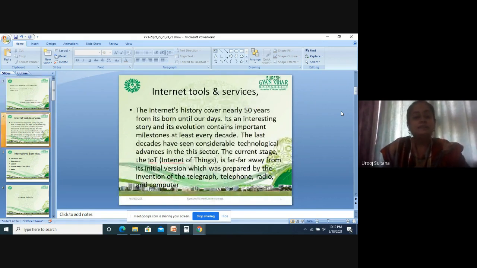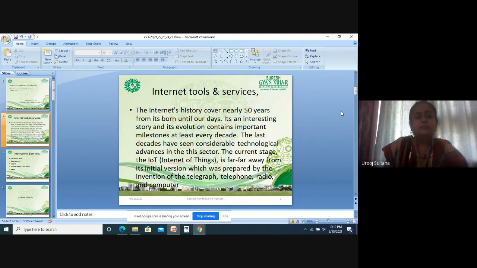So, the internet's history covers nearly 50 years from its birth until our days. It's an interesting story and its evolution contains important milestones at least every decade. The last decades have seen considerable technological advances in the sector. The current stage of the Internet of Things is far away from its initial version, which was prepared by the invention of the telegraph, telephone, radio, and computers.